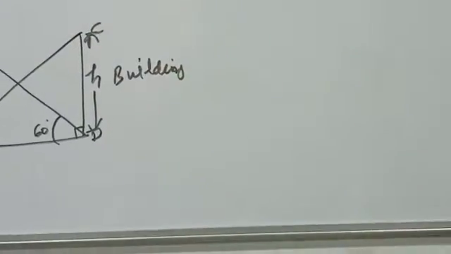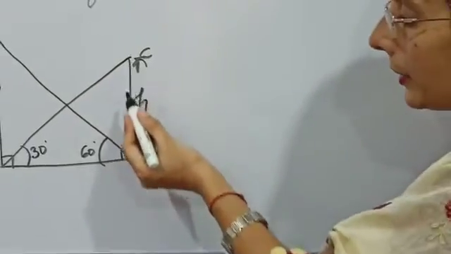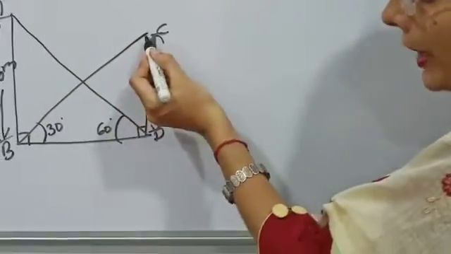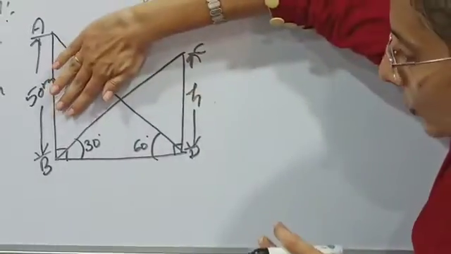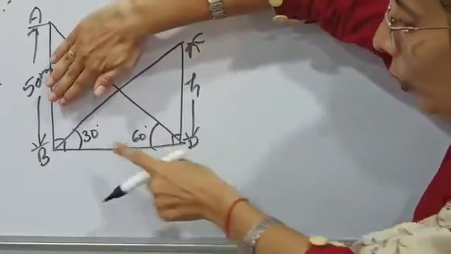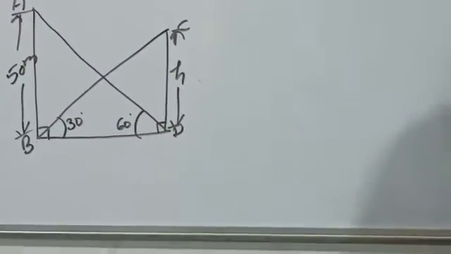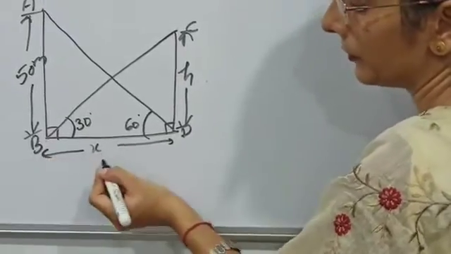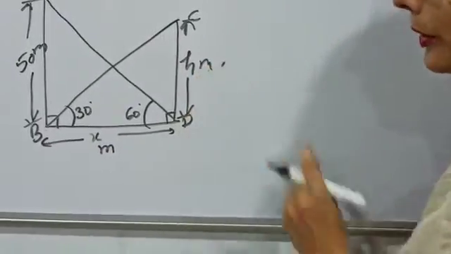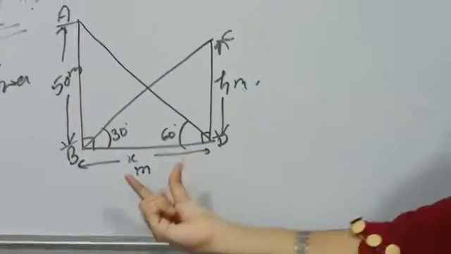To solve this question, if we consider the triangle CDB, we would need at least two known values. But if we look at only this one triangle, we have only the 30 degree angle, and no side is given, right? So let the distance between the tower and the building be x meters, as the units are given in meters.